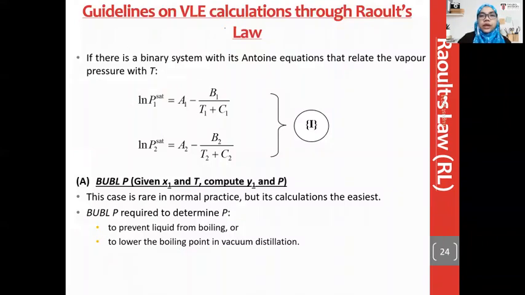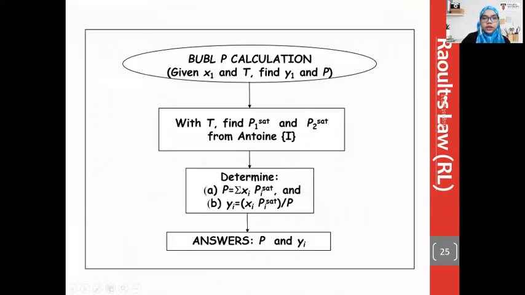Okay, the guideline to perform the VLE calculation through Raoult's law. We need to determine the saturation pressure. We have two species, so we name them species 1 and 2. For example, for the bubble P, we need to find P, and S is given. We determine this to prevent the liquid from boiling, and also to lower the boiling point in vacuum distillation, because we need to determine the pressure.